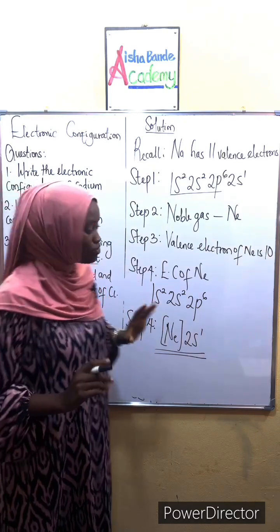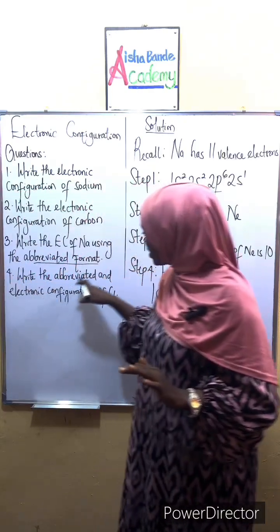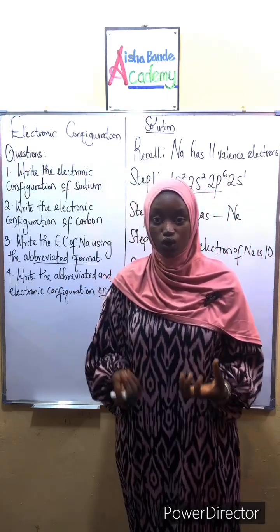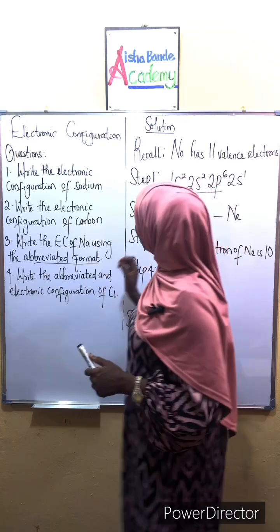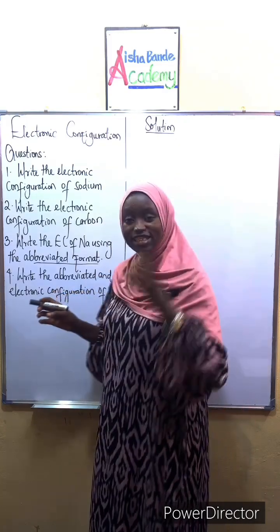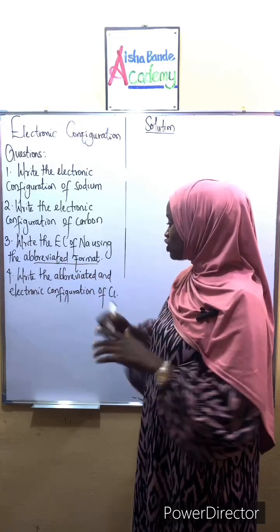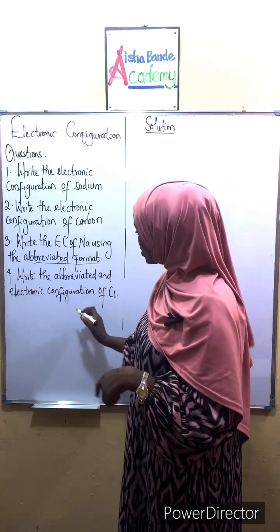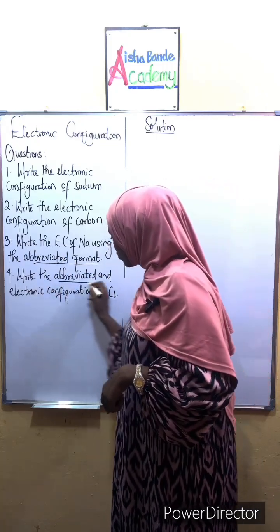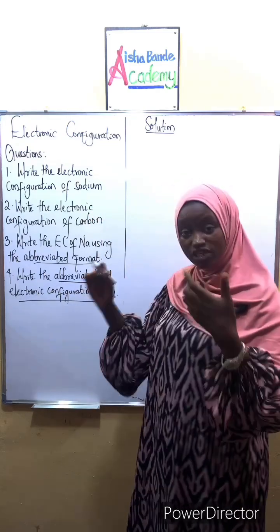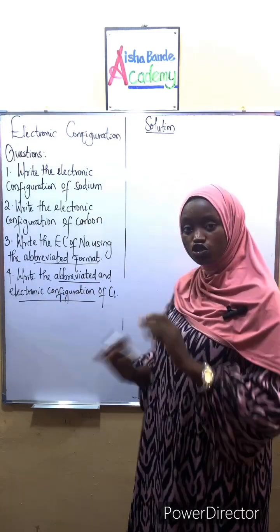So let's move on to the last question, which says that we should write the abbreviated and electronic configuration of an element called chlorine. So the same way we solve question 3 is the same way we solve this. So we have two in one question here. We are going to write the abbreviated form and also the electronic configuration. So we start first with writing the electronic configuration of chlorine.